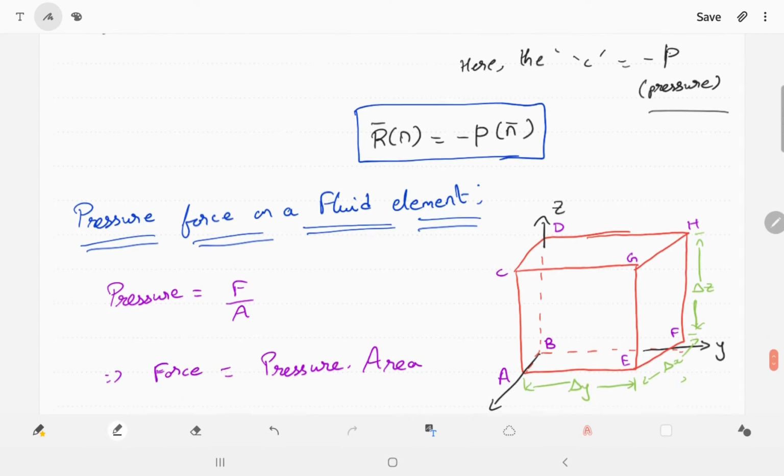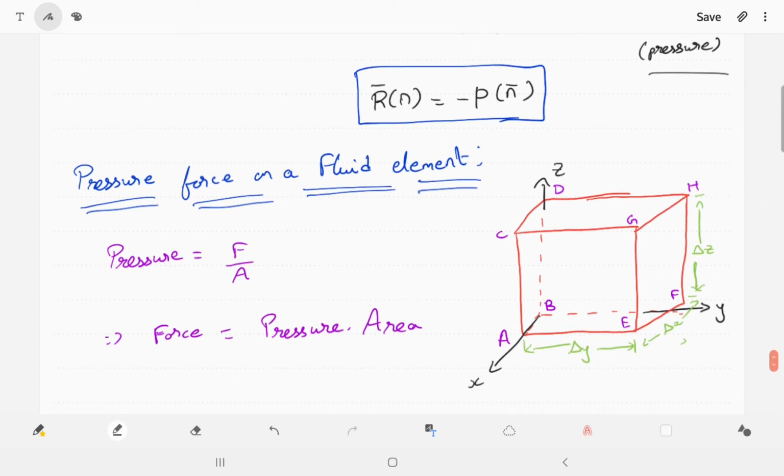Now let's go into another topic, pressure force on a fluid element. If pressure acts on an object, then it also applies some force on it. So what is that force acting upon a volume? That we have to prove in this condition.